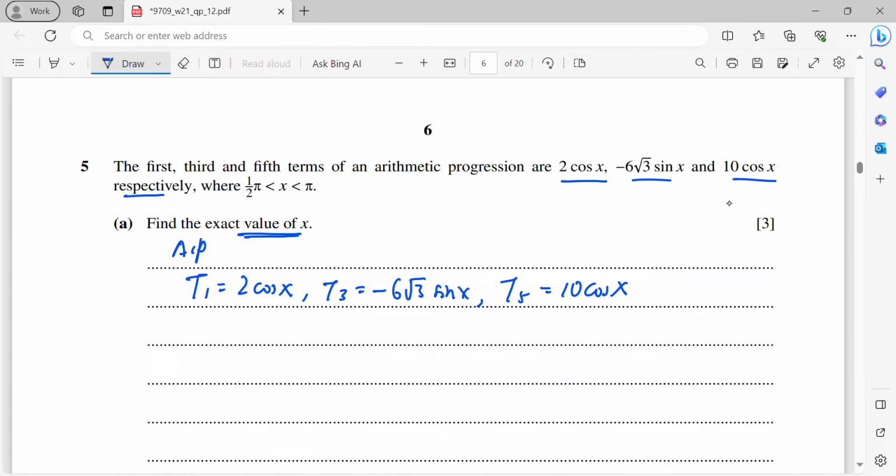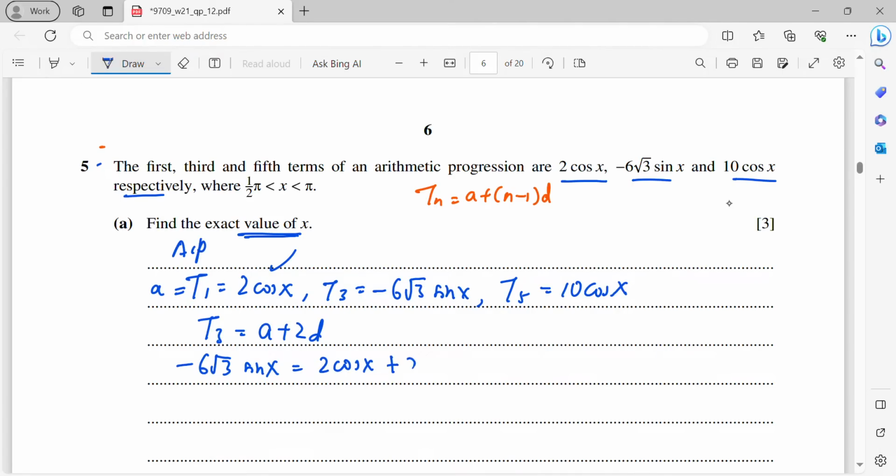Okay, so we know that T3 is a plus 2d because our formula Tn is a plus n minus 1 d. Now I will replace. So T3 is negative 6 root 3 sin x. The a just remains, the a is given. This is the a, so 2 cos x. The d will remain, because d is a common difference.